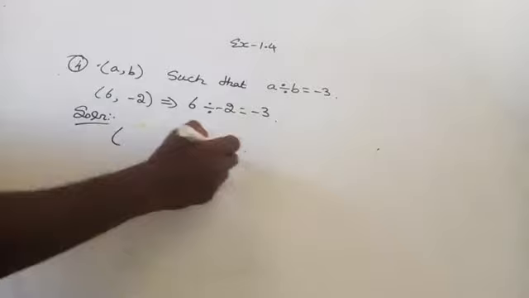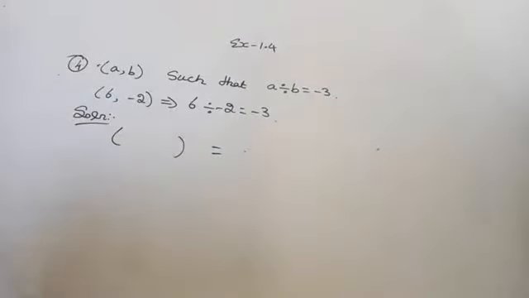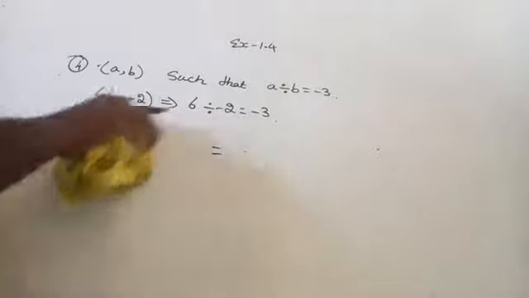Now we know that if any positive integer is divided by a negative integer, then the result is negative. Otherwise, if any negative integer is divided by a positive integer, then the result is what? Negative. Here we need the result to be minus 3.